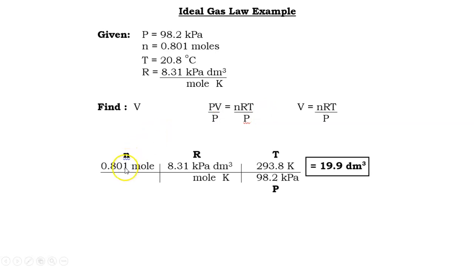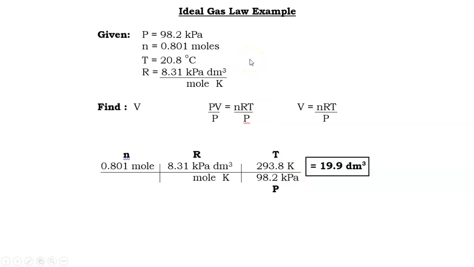But here's the deal. Here's the moles, R value, temperature 293.8. If you're wondering where this came from, remember 20.8 is degrees Celsius. We must convert to Kelvin by adding 273. And when we add it, we get 293.8. And then 98.2 kilopascals is the pressure given in the problem.